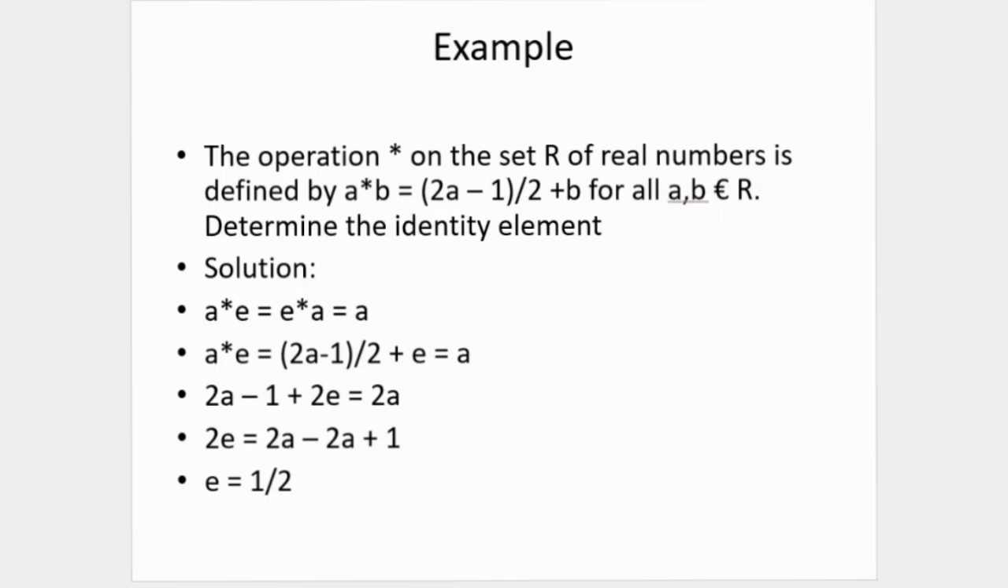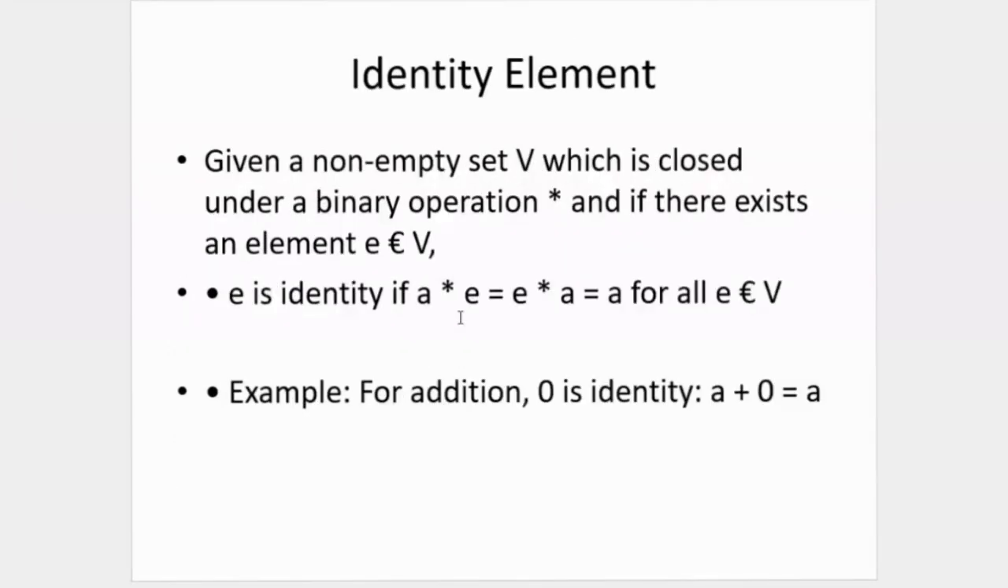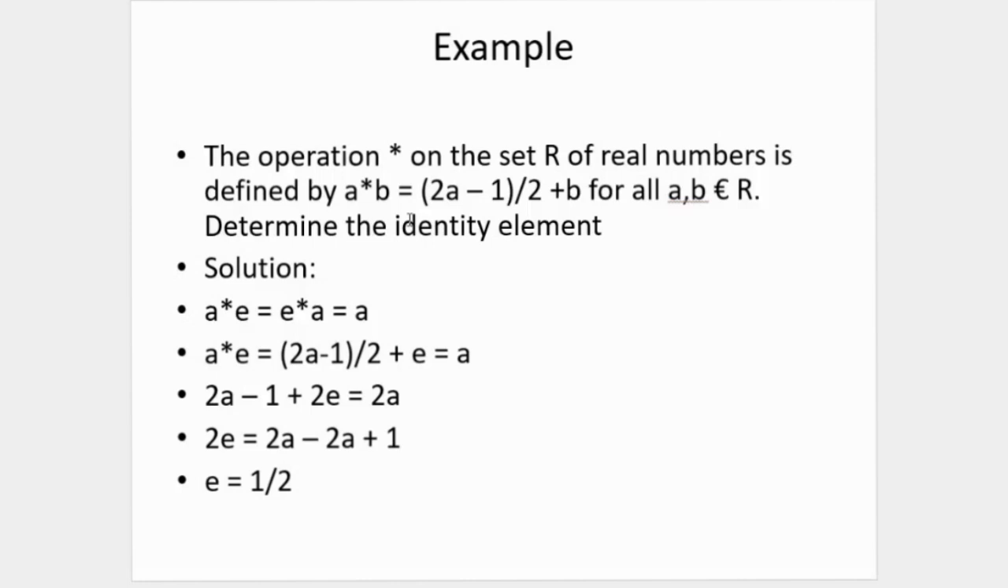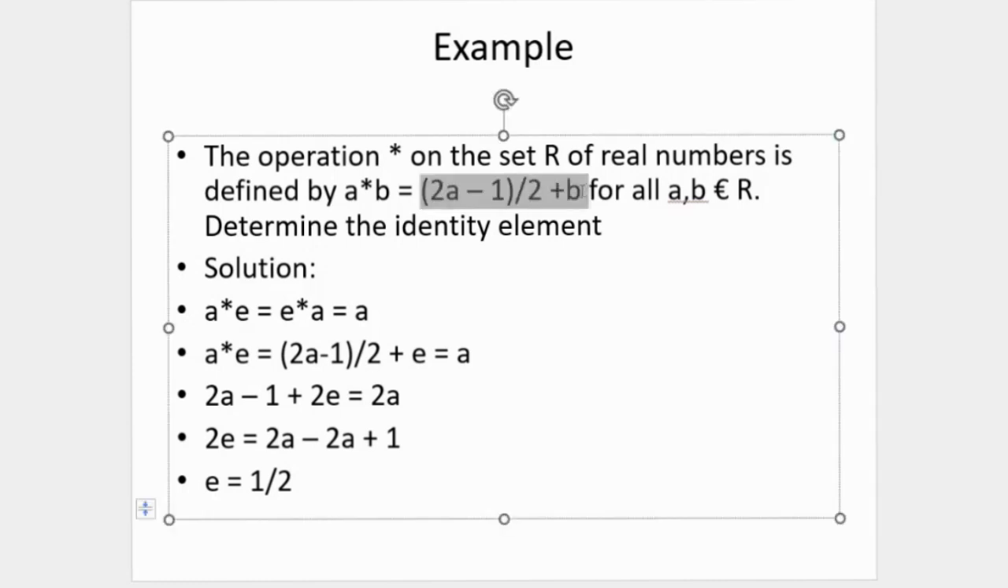Now, when we define the identity element, remember what we said: A asterisk E is equal to E asterisk A is equal to A. So in order to determine the identity element, we are going to have to replace B with E, which is our identity element. And we know that A asterisk E is equal to E asterisk A is equal to A. Now, for the expression A asterisk B, this is the representation, and now we're replacing B here with E. So anywhere that you see B on the right hand side, we're going to substitute E. Now A asterisk E therefore is equal to 2A minus 1 all over 2E.